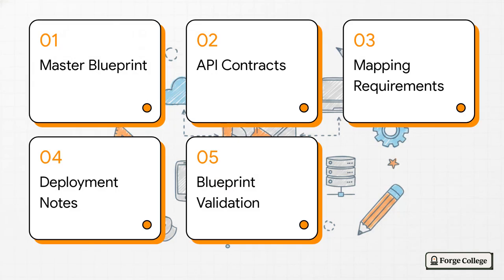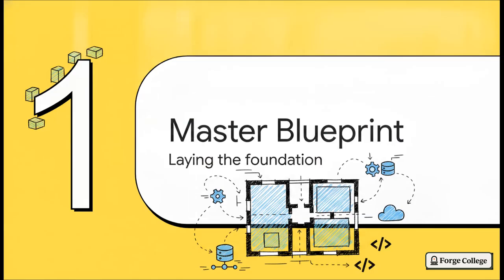Let's quickly sketch out today's drafting index to see exactly how we turn those notes into a delivery-ready architecture plan. We'll be moving through drafting the master blueprint, architecture and API contracts, mapping requirements to code, deployment and handoff notes, and finally blueprint validation and sign-off. Starting right off with Section 1, drafting the master blueprint.